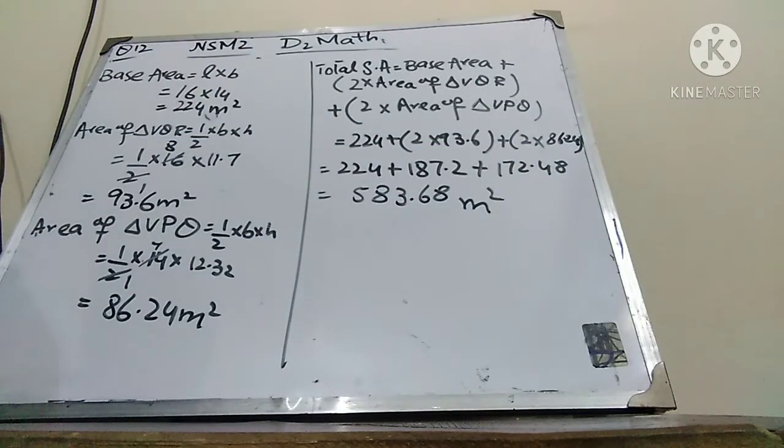Okay students, here you can also round up this number, so your answer would be 584 meters square. You can round off this number, so 584 would be your answer.